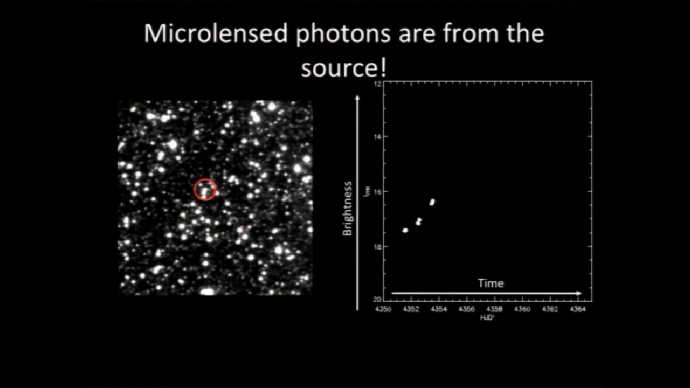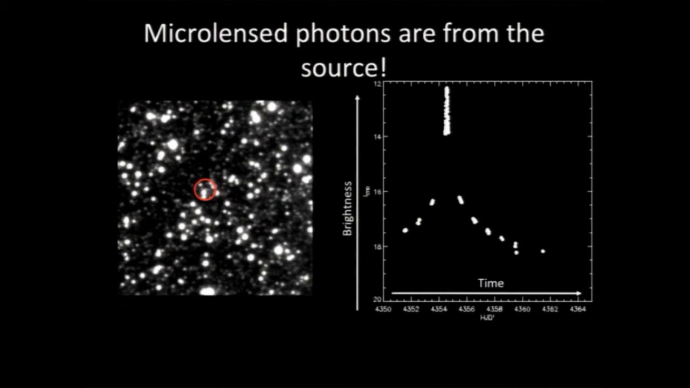And the reason is illustrated here. So it might seem outrageous that you can't characterize the lens star in detail because you can see in the left-hand panel an actual image of a microlensing event which is full of photons. There's a ton of photons right there in the middle of that red circle.